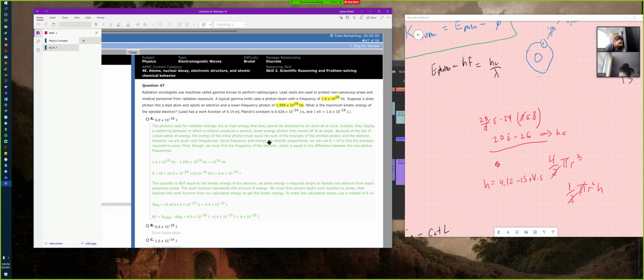So, let's see, 4.14 electron volts. Oh, wait, you can't even see what I'm writing.